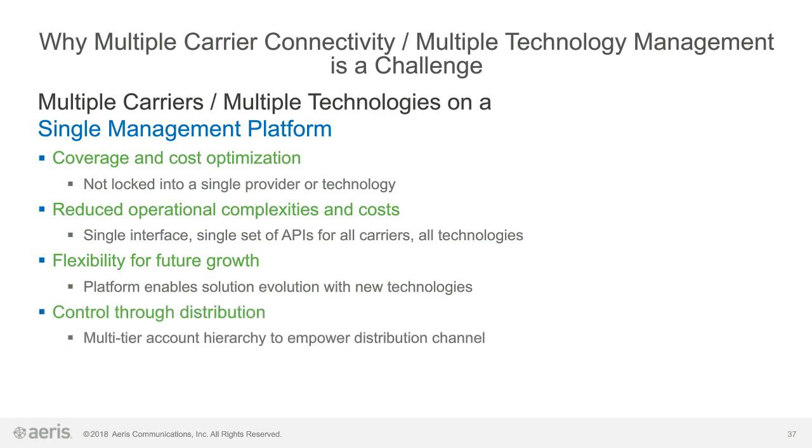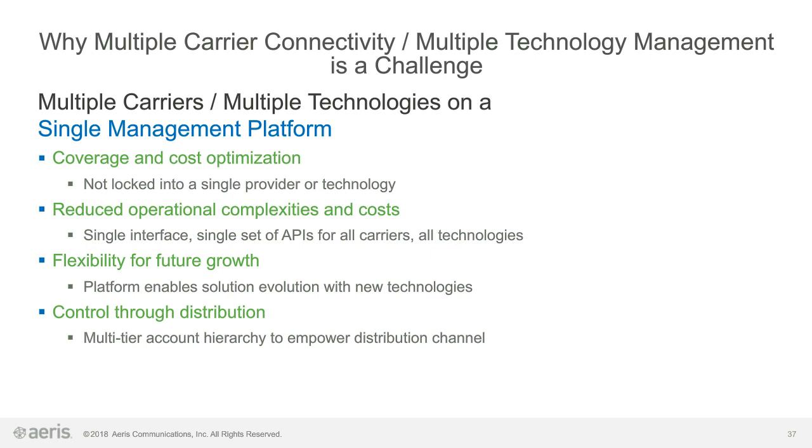Additionally, a single platform gives you more control through distribution, especially look for platforms that have abilities to provide a multi-tier account hierarchy. What this does is it enables a kind of parent and child account scenario where individual distributors can be empowered to manage their own connected devices. Distributors can do either their own activations or their own level of troubleshooting.